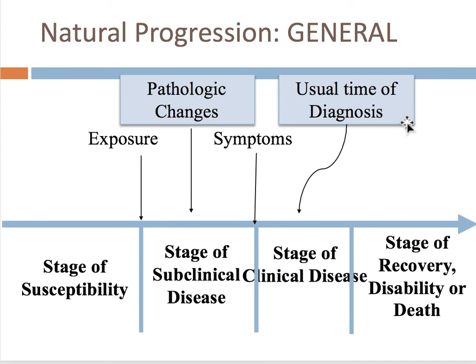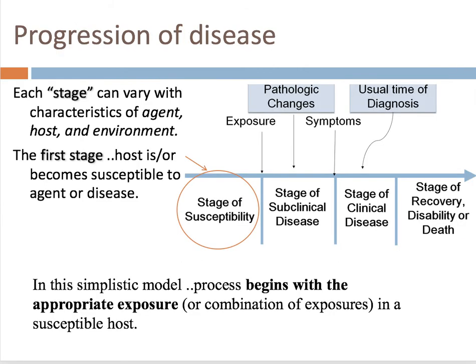There's a point in which the host is susceptible, there's an exposure, there'll be some subclinical pathological changes that don't show themselves as signs or symptoms, and then symptoms which would bring about some kind of clinical disease, and an individual hopefully is diagnosed, and then they move forward to either recovery, disability, or of course even death. So each stage can vary with the characteristics of the agent, the host, and the environment.